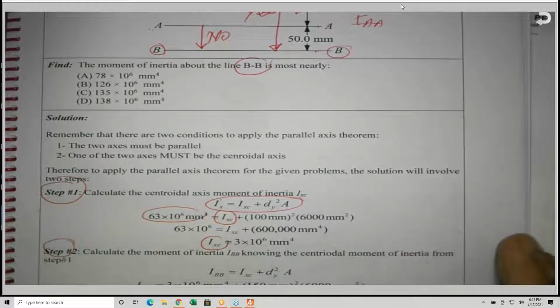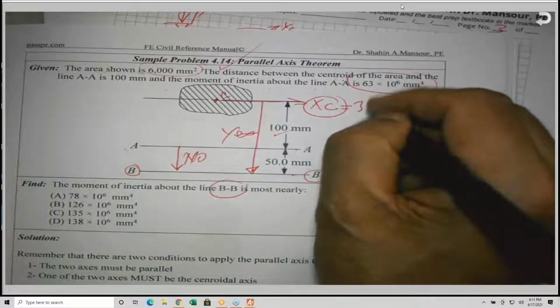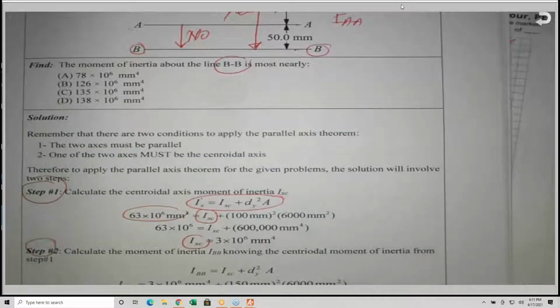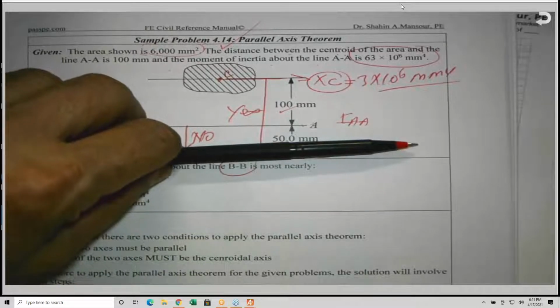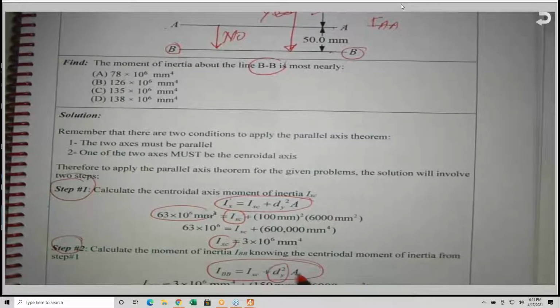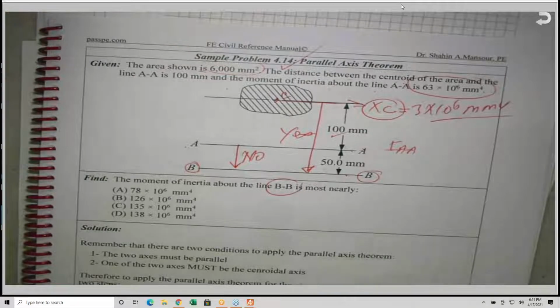Step number 2: since I now know IXC, which comes out to be 3 times 10 to the 6 millimeters to the 4th, by the way, units are very important, I can apply the parallel axis theorem. The moment of inertia about this axis, IBB, is equal to IXC plus A dy squared. We need to be aware of that. This is a very good problem, and to understand the parallel axis theorem, please pay attention to problem number 14.